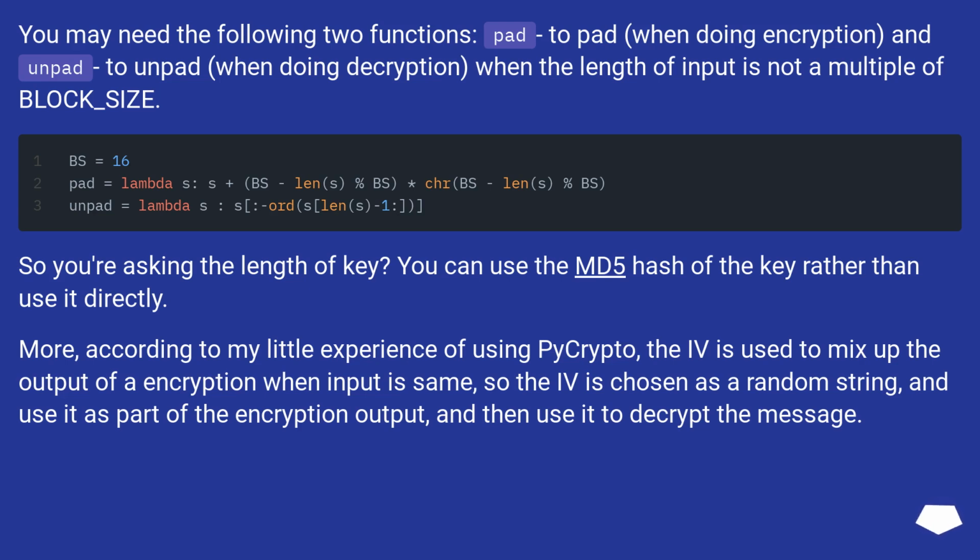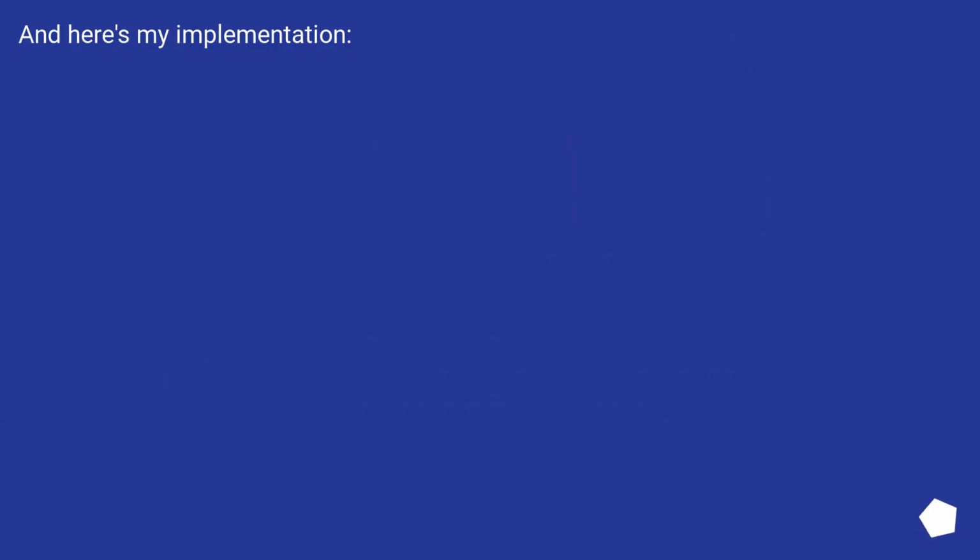So you're asking about the length of the key. You can use the MD5 hash of the key rather than use it directly. More, according to my little experience of using PyCrypto, the IV is used to mix up the output of an encryption when the input is the same. So the IV is chosen as a random string, and used as part of the encryption output, and then used to decrypt the message. And here's my implementation.